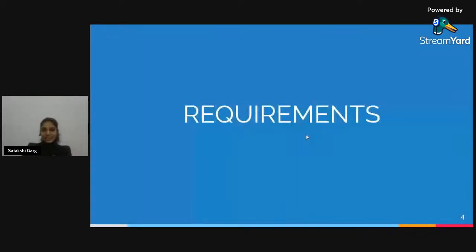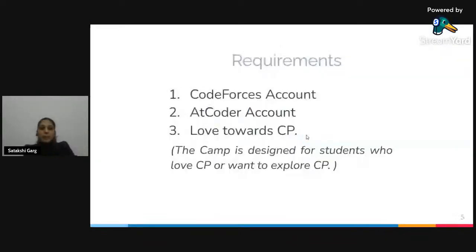Now let's talk about the requirements to participate in the CP Camp. First and foremost, you need to have a Codeforces account. What is Codeforces, basically? We all know what competitive programming is, and if you don't, it's kind of a sport but with programming. You have to compete with others, maintain a definite rating, and participate in contests. Competitive programming is mainly about participating in contests.